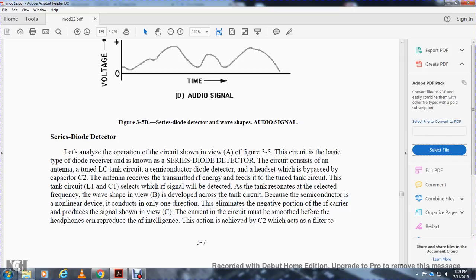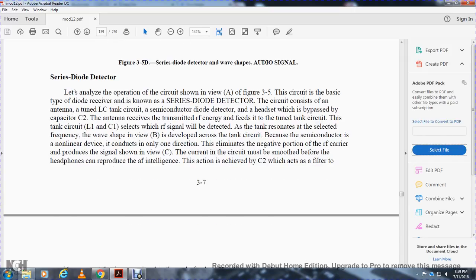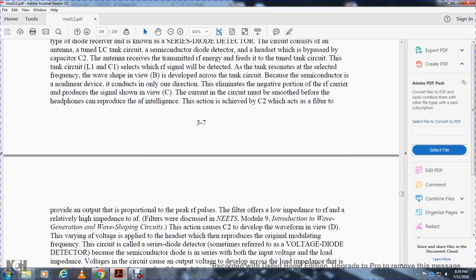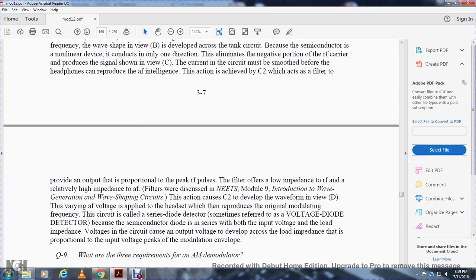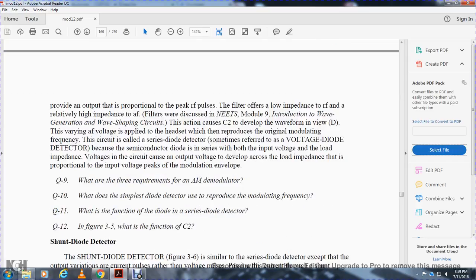The current of the circuit must be smoothed before the headphones can reproduce the audio frequency intelligence. Capacitor 2 acts as the filter and provides an output proportional to the peak of the radio frequency. The filter offers low impedance for the radio frequency and relatively high impedance for the audio frequency. Filters were discussed in module 9, Introduction to Wave Generation and Wave-Shaping Circuits. The action of capacitor 2 develops the waveform in view D, the varying voltage applied to the headset, which reproduces the original modulation frequency. This circuit is the series diode detector, sometimes referred to as the voltage diode detector, because the diode is in series with both the input voltage and the load impedance. The circuit causes the output voltage to develop across the load impedance in proportion to the input voltage peaks, the modulation envelope.